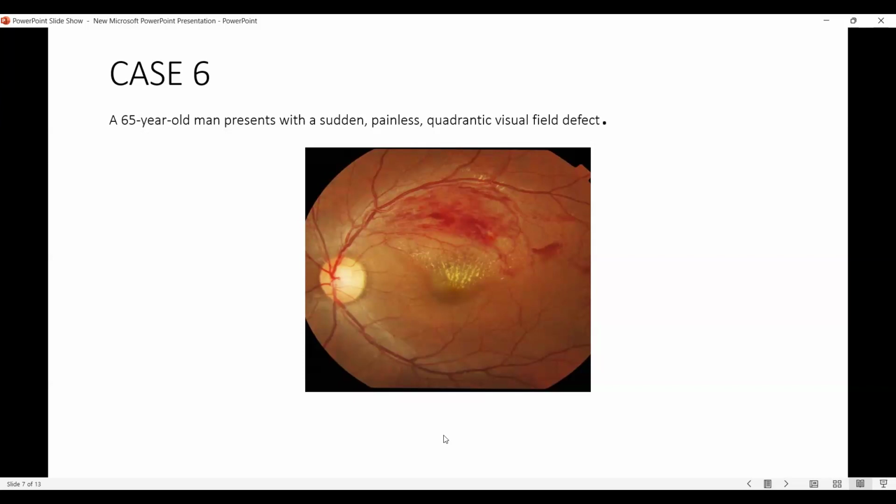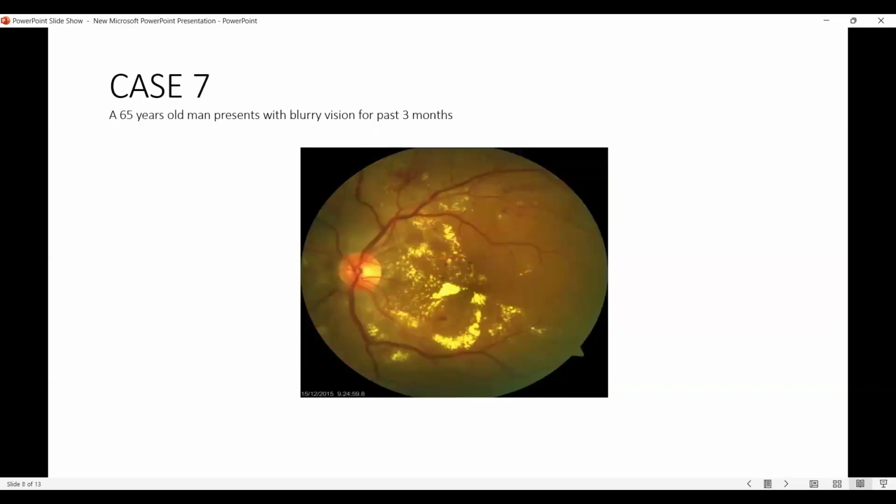Okay, next case. Anyone would like to take this patient? Take this case? Anyone? Anyone like to take this case? Please, someone volunteer, please.